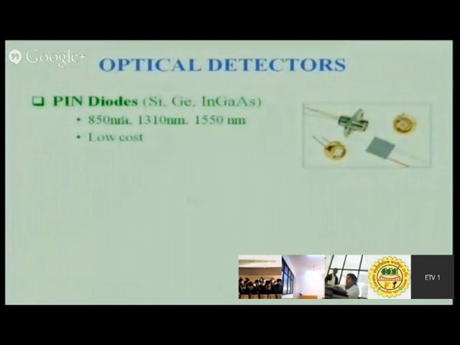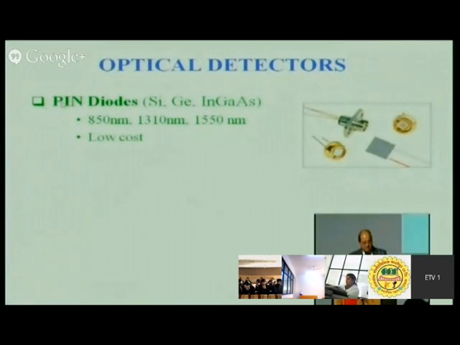Similarly, we have the optical detector. The optical detector can be a pin diode. It is positive, intrinsic, and n-type material. Again, they can be made from silicon, germanium, or the alloys, so they cover all the three windows. They are low cost components, like our LEDs.